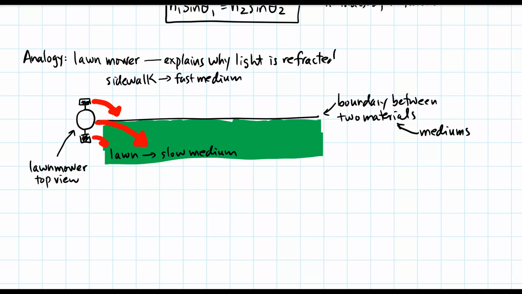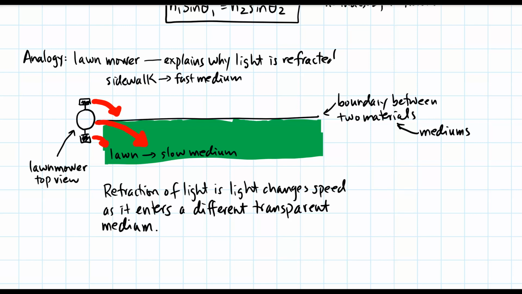This bending of the lawnmower is the analogy for light approaching a medium going from a faster to a slower one. Refraction of light implies that there's a bending of the light ray. In summary, refraction of light is light changing speed as it enters a different transparent medium. Without going into the details yet, the index of refraction is a material property of some transparent medium. We will talk about what it actually physically means in a moment.